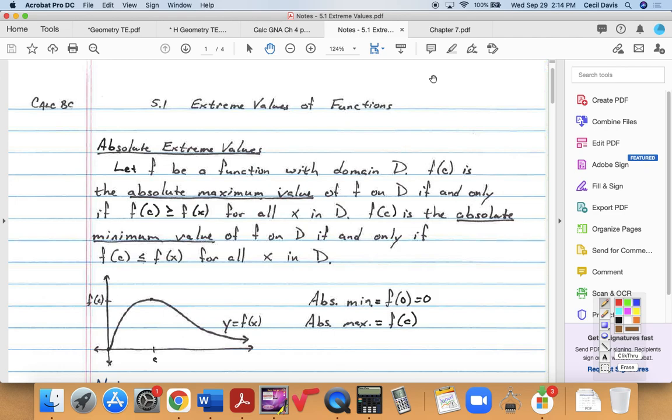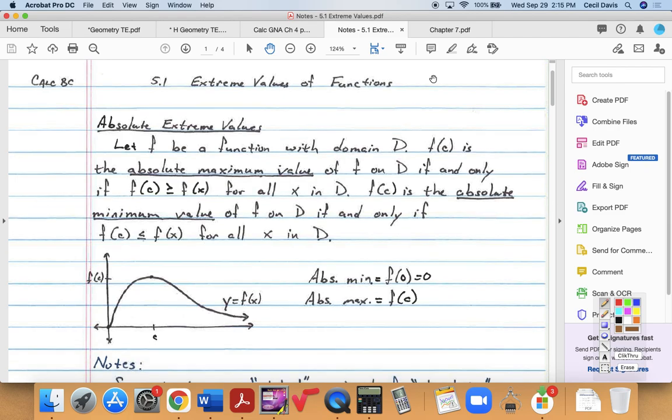The highest point can occur more than once. For example, think about the graph of y equals sine of x. What is the maximum value? One. Does it happen more than once? Yes, it does. So the maximum can happen more than once. You could have a tie for first, as it were. Same for the minimum, for sine and for cosine.